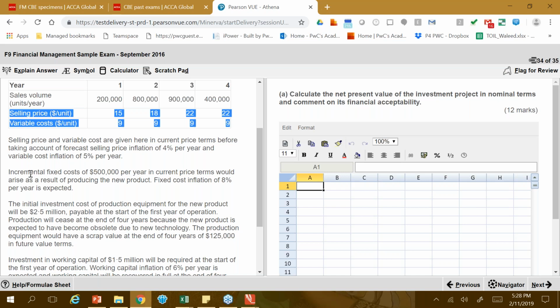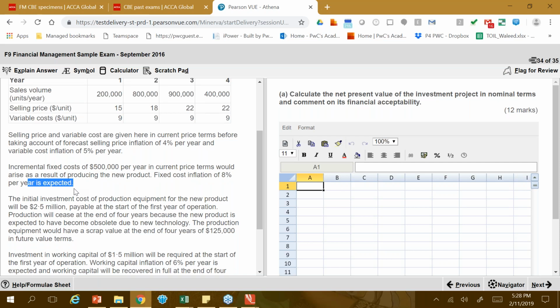Then I have incremental fixed costs. So incremental, the ones caused by the project. So these fixed costs are $500,000 in current price terms. Again, without inflation, would arise as a result of producing the new product. Fixed cost inflation of 8% per year is expected. So another inflation here, this time on fixed cost, which is 8%. So I can make it a nominal cash flow.